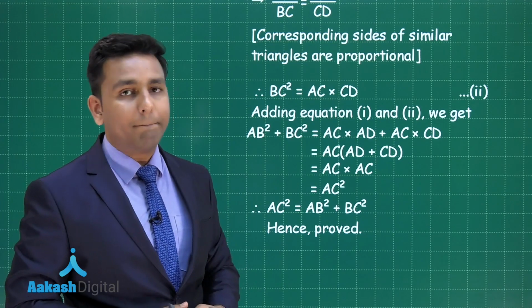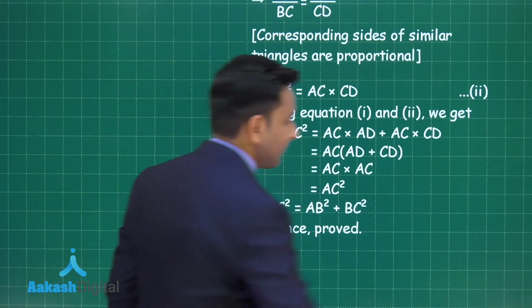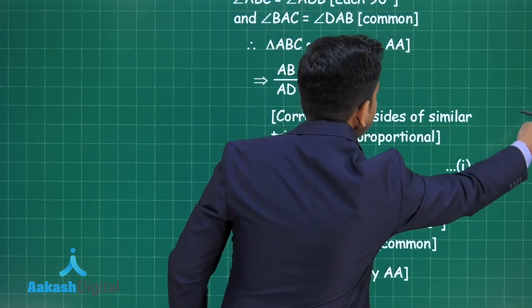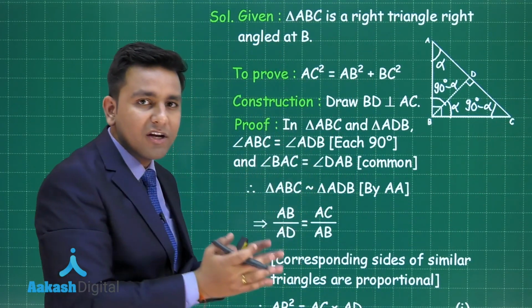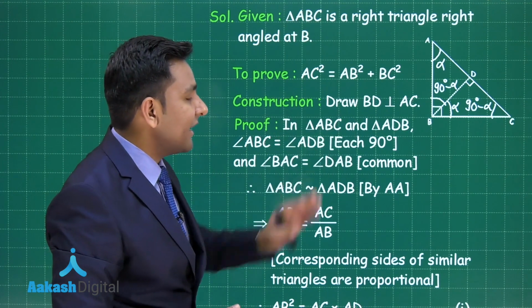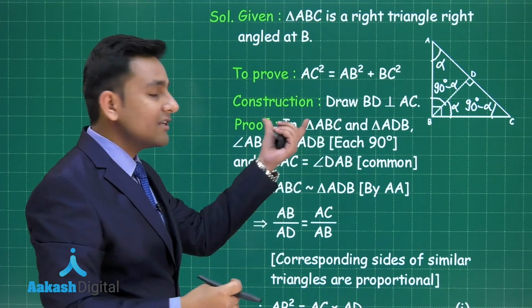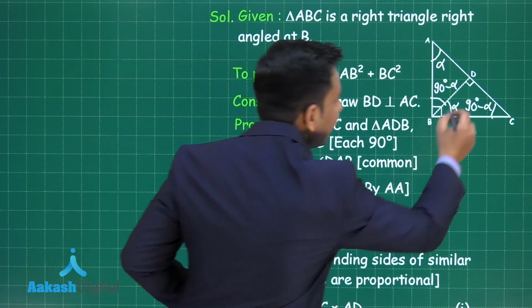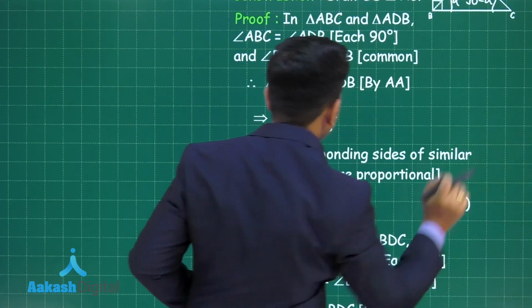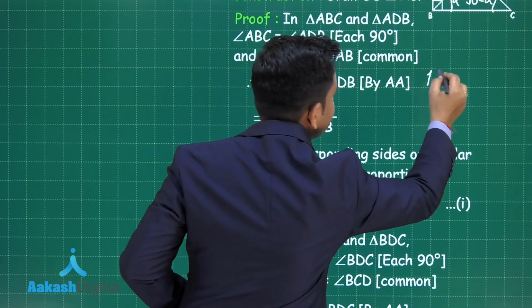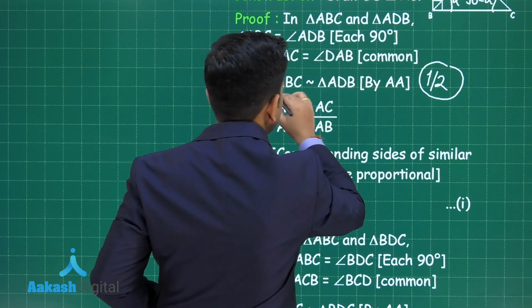Let's talk about marking scheme of this question. So we are starting with the very first step. When we are writing the given information to prove, and we are drawing the diagram, and we have done this step of construction. So this will give you half mark. Next half mark when we are going to prove similarity in two triangles.